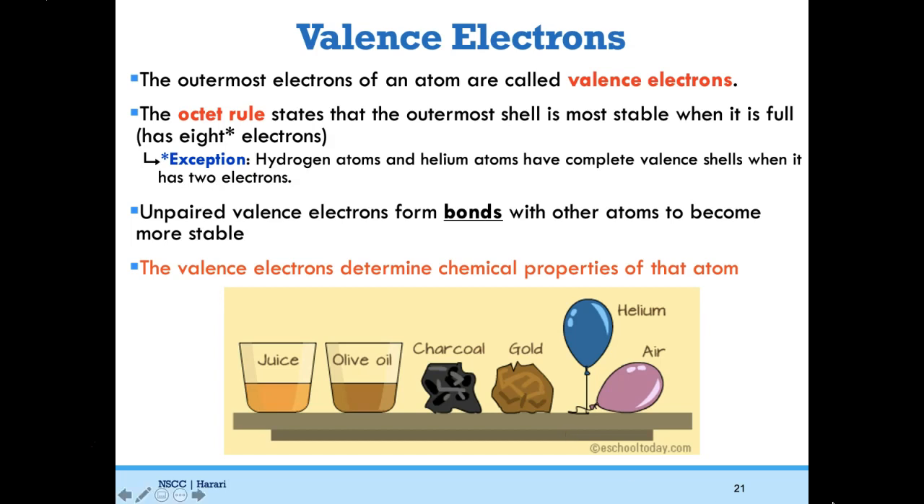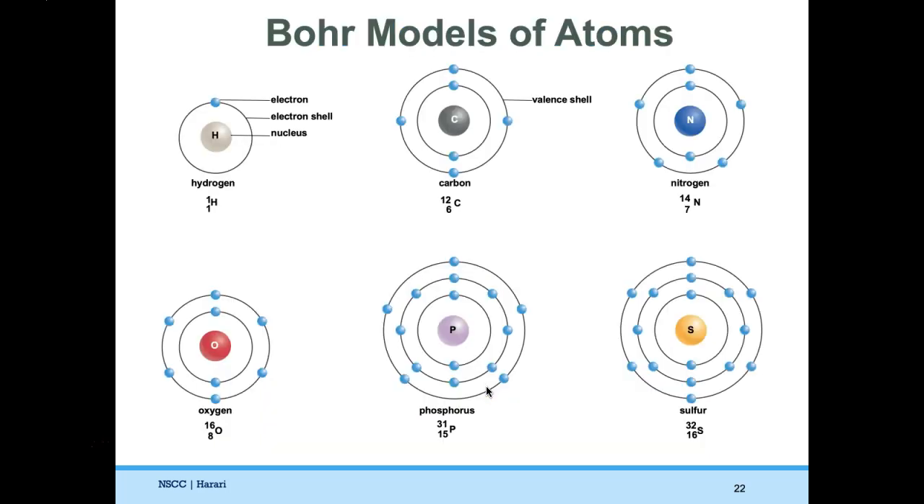Whether you look at helium versus air, they have very different properties. Those properties could be explained by the electrons of helium versus those in carbon dioxide, which is carbon and oxygen. You could explain the difference between charcoal, which is carbon, and gold, which is a different element, Au. These are all due to the valence electrons. The valence electrons determine the chemical properties of atoms and how they'll interact with each other.